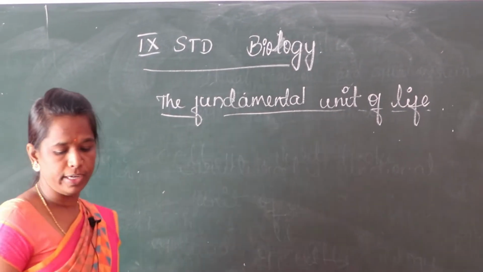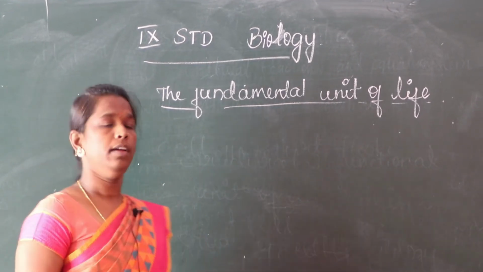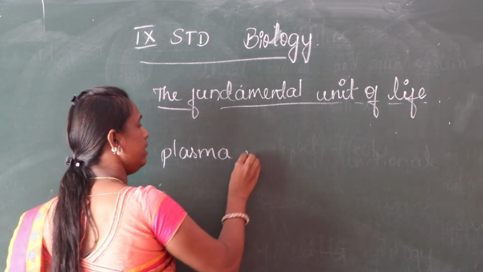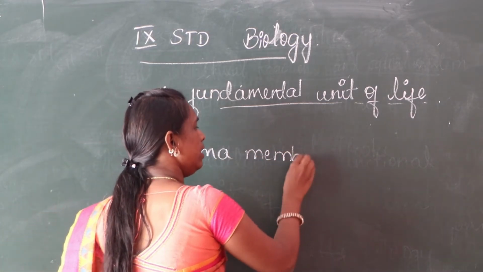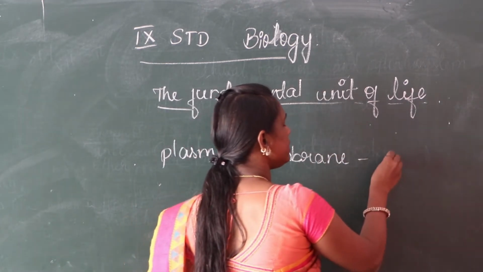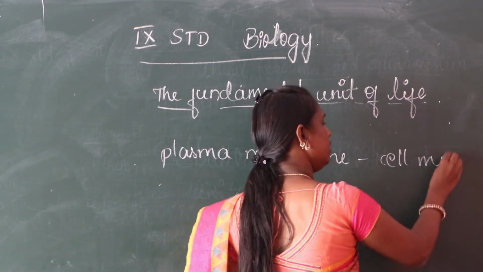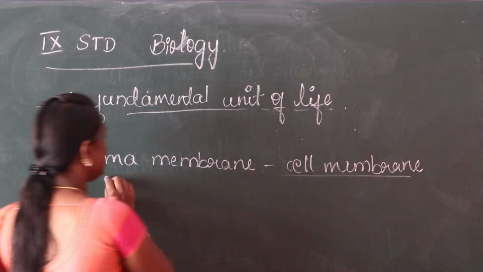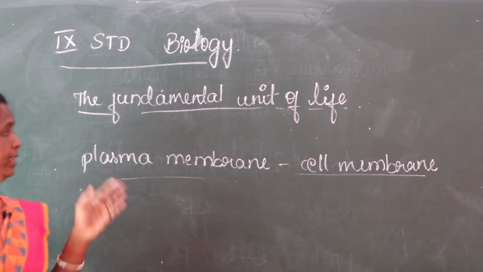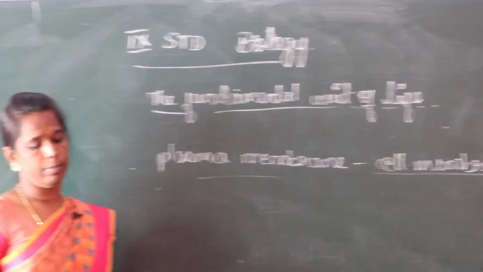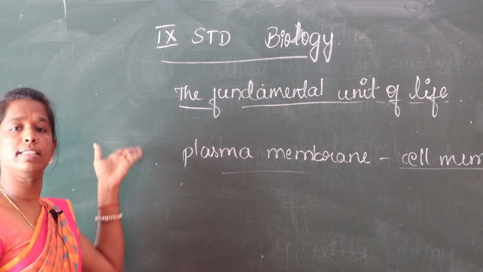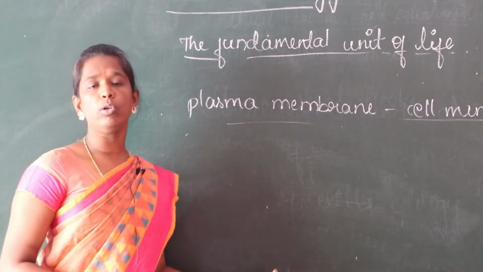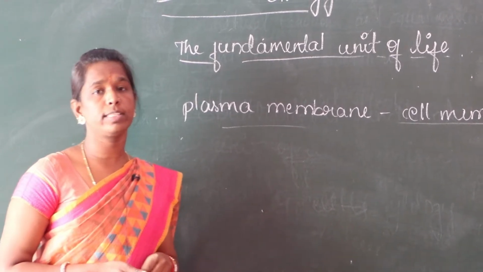So let us discuss the first part, the plasma membrane. The parts of the cell: the first one is the plasma membrane, also called the cell membrane. Another name of plasma membrane is cell membrane. Now, what is its function? It is the outermost layer of the cell.